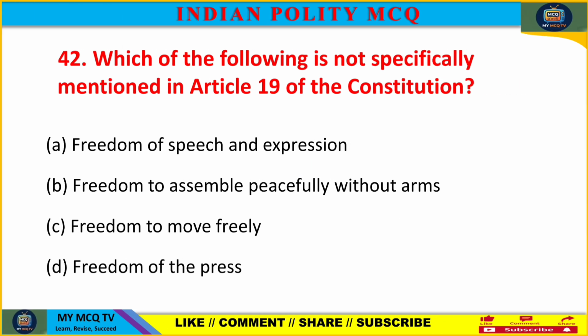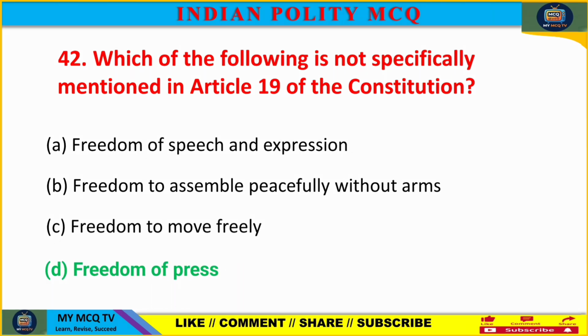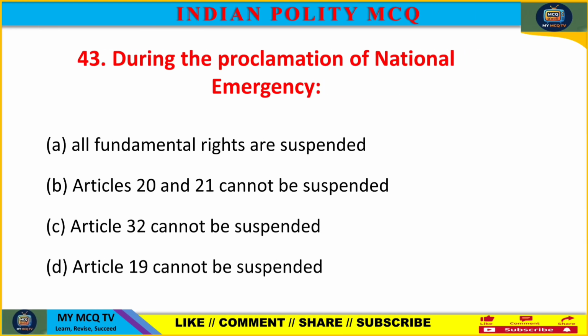Which of the following is not specifically mentioned in Article 19 of the Constitution? Correct answer. D. Freedom of the press. Note: it is implicitly protected under Article 19, 1A. During the proclamation of national emergency: Correct answer. B. Articles 20 and 21 cannot be suspended.